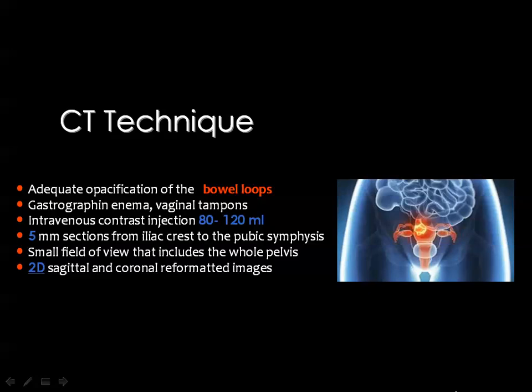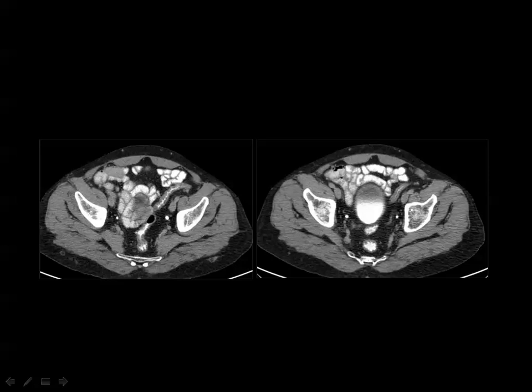The CT scan of the pelvis is usually performed in the female cases after oral administration of contrast material to delineate the bowel loops, and also intravenous contrast material to enhance the vessels and to discriminate between masses. And these are two images showing how good the preparation of the patient is by the orally administered contrast material.